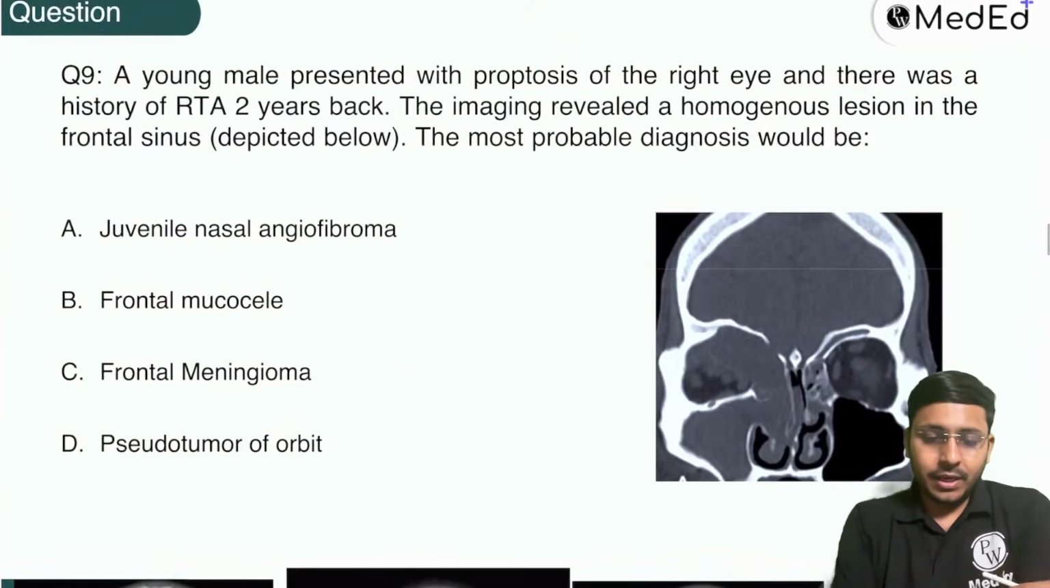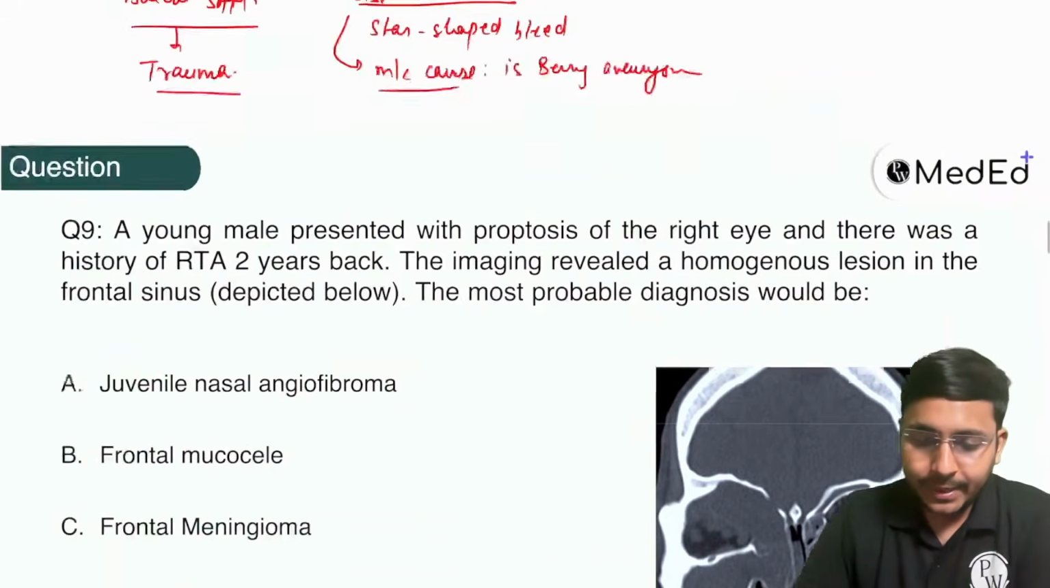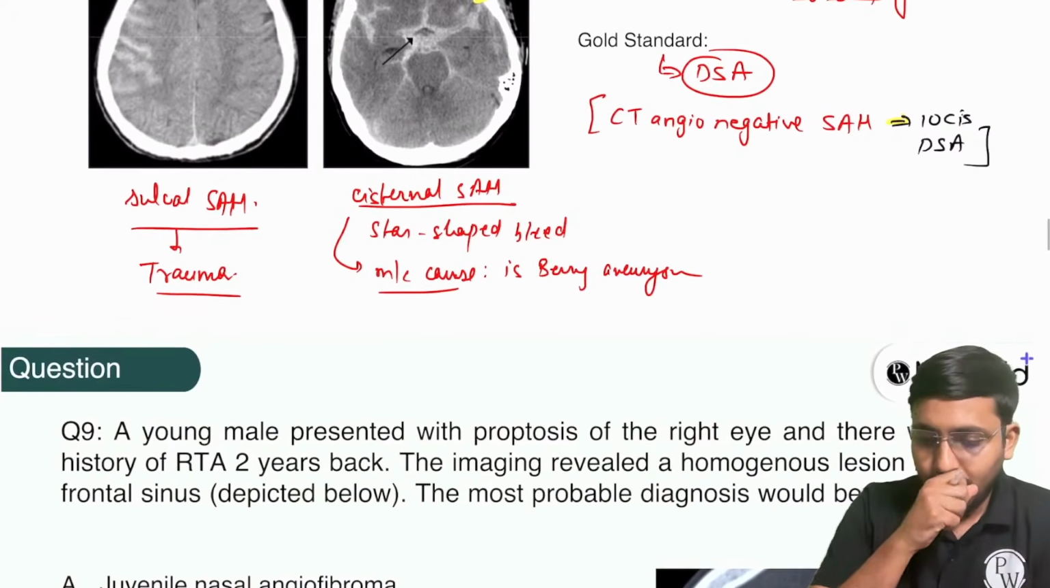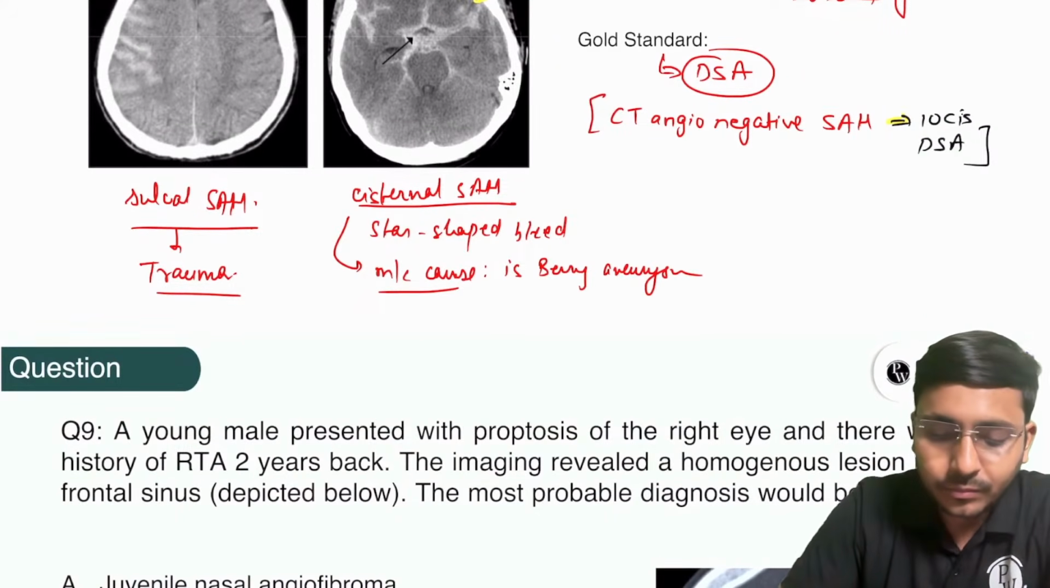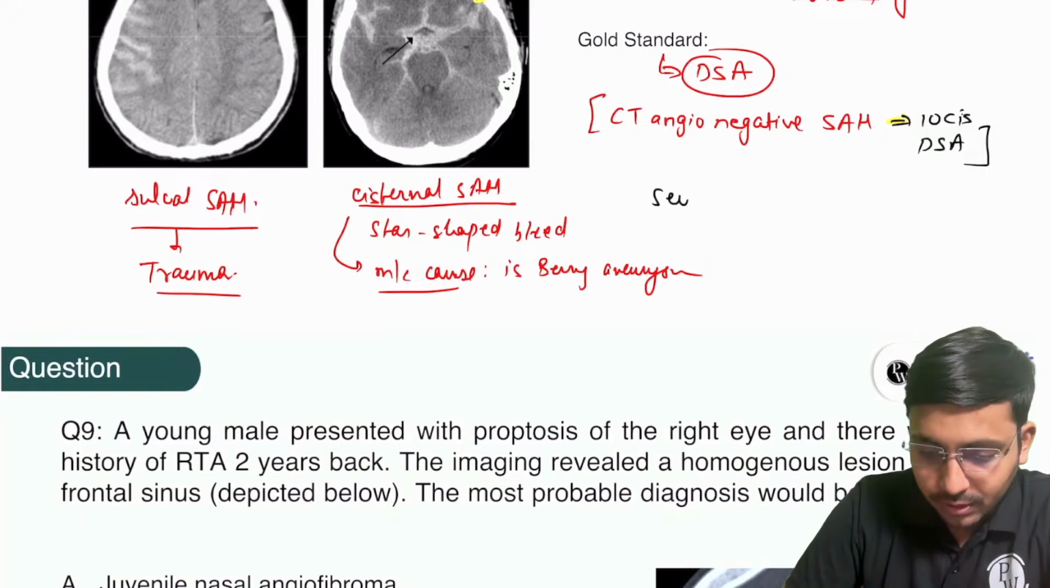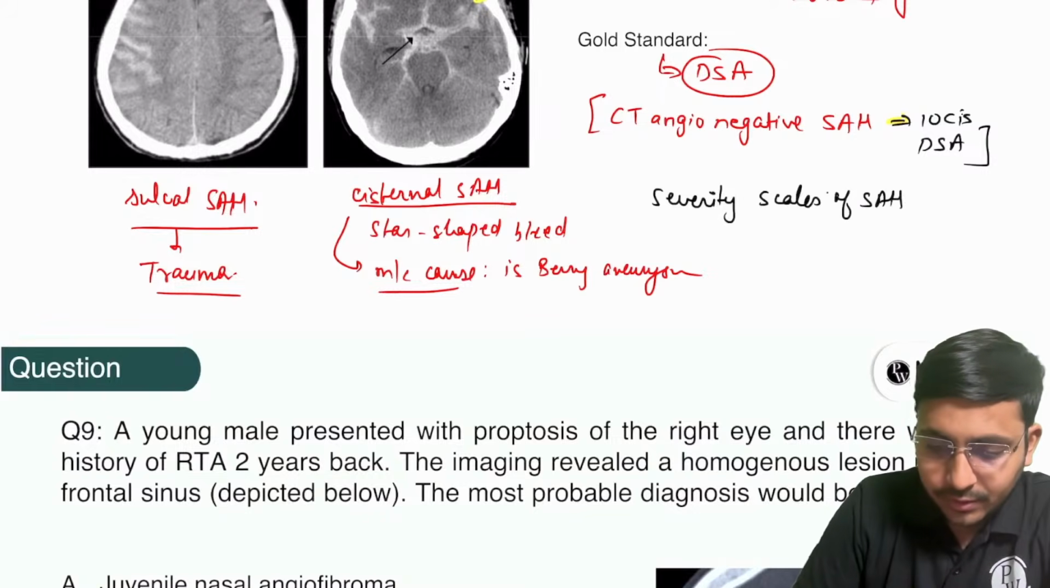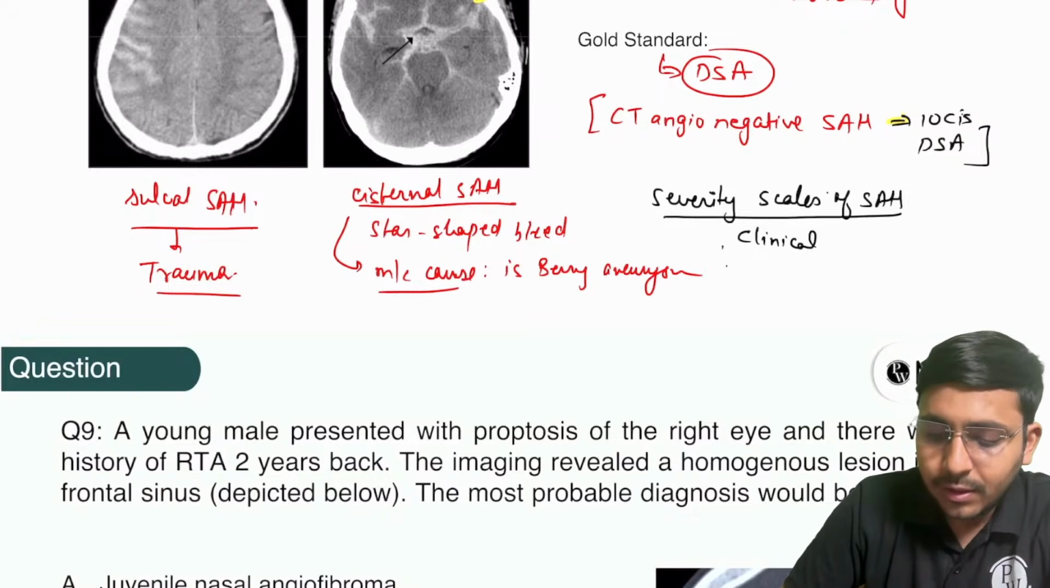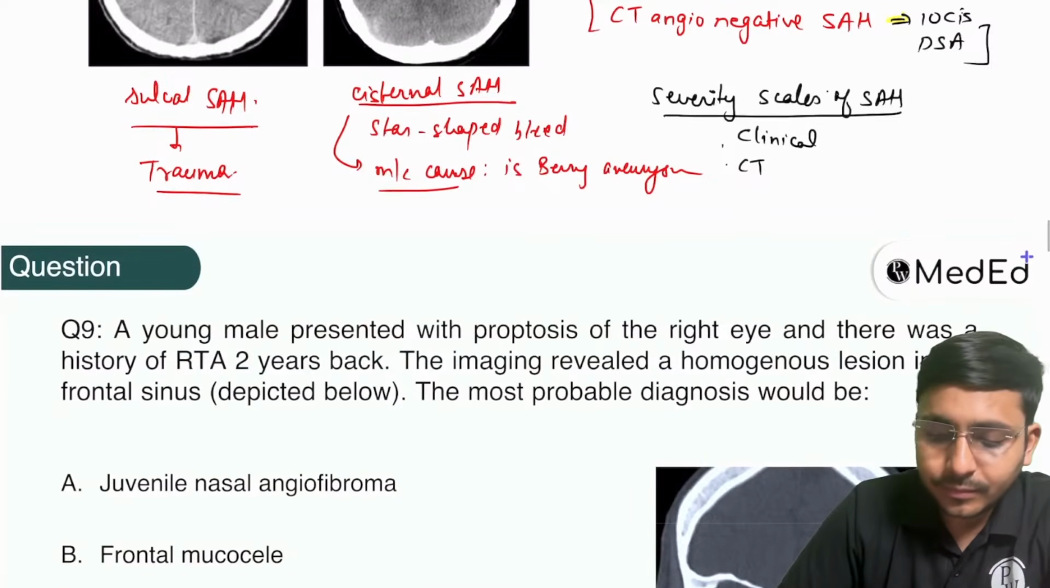Now next, a young male presented with. So let me ask you two more important questions. Severity scales of SAH. You tell me one clinical and one CT.